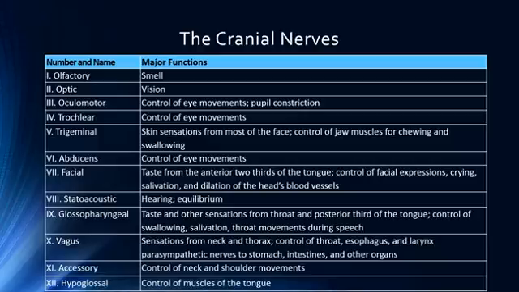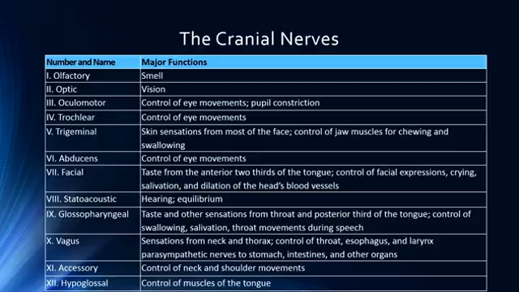The abducens, which also is involved in control of eye movements, so the three different eye movement directions involve these three different nerves. The facial nerve includes taste from the anterior two-thirds of the tongue, control of our facial expressions, crying, salivation, and dilation of the head's blood vessels. The statoacoustic nerve, which is also called the vestibulocochlear nerve, is involved in our hearing and sense of equilibrium.